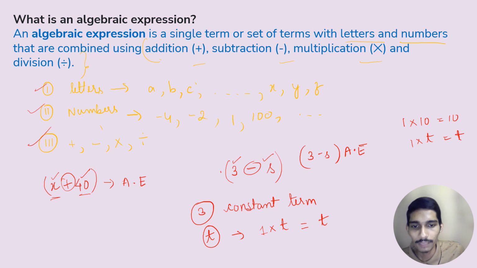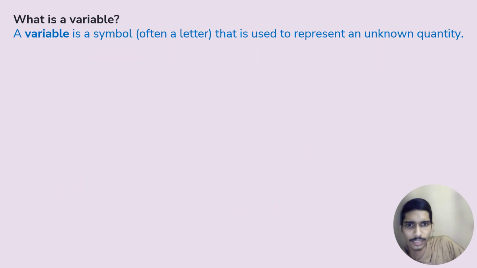But here you can see that we got a number also, 1. We got a letter also, t, and we got a mathematical operator also. So all the three things are there. So we will say that t, the letter t, is an algebraic expression. Is it clear? So a combination of these three, letter, number, and a mathematical operator, is termed as an algebraic expression. Hope it's clear to you. Now let's go to the next topic.